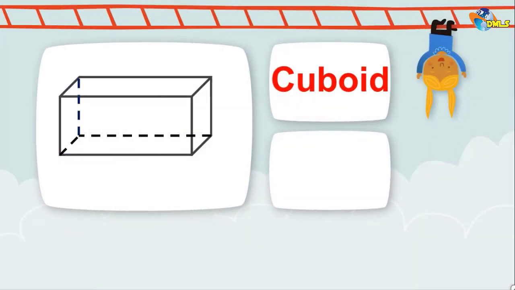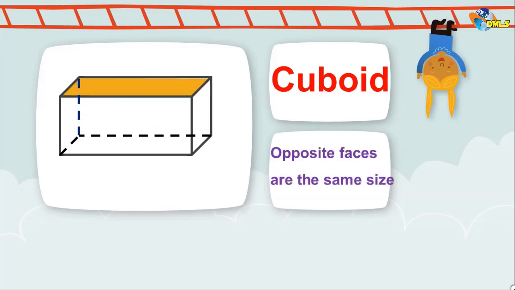Pay attention with me and tell me what you notice about opposite faces. This face, the back, and this face, opposite face, they are equal. The face on the left and on the right, they are equal. The face in the bottom and on the top, they are equal. So now opposite faces are the same size.